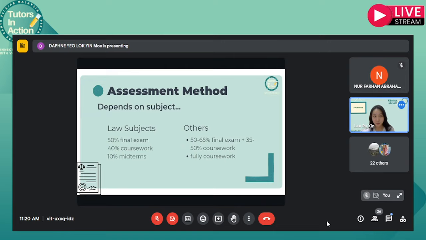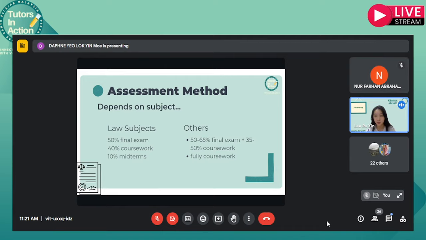For the assessment method, it's actually based on the subjects. For all the law subjects, it's 50% final exam, which is the one where you get 1 week of study week, and then it's spread out within 2 weeks. And then it's 40% coursework. The coursework consists of 20% presentation and 20% project. Presentation might be physical, so you have to present in your tutorial class, or it might be a video presentation. It depends on what your lecturer wants for that semester.